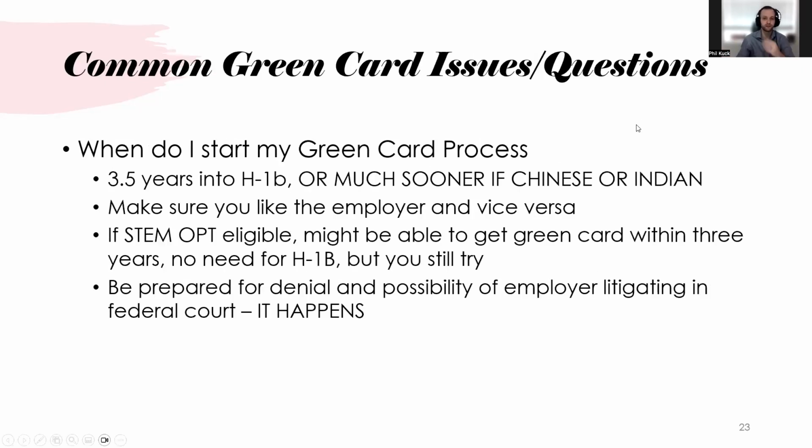Some common green card issues, some others. So I get the question, when do I start my green card process? If you're on an H-1B, 3.5 years into your H-1B. I used to say 4.5, I say 3.5 now because the perm labor certification process is just taking longer and longer. Hopefully it gets shorter than that and I can change it back to 4.5 years, but definitely start looking at it 3.5 years in at the latest, right? Or obviously much sooner if you're Chinese or Indian, given those backlog issues.